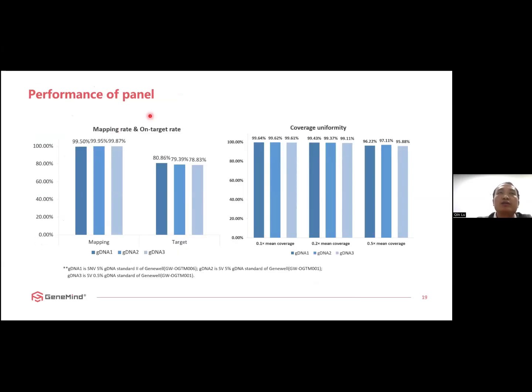Here is the sequencing performance of the panel. We had a very high mapping ratio, nearly 99%, and a very high on-target rate of nearly 80%, and the coverage uniformity is also very good. We had a very high mean coverage.